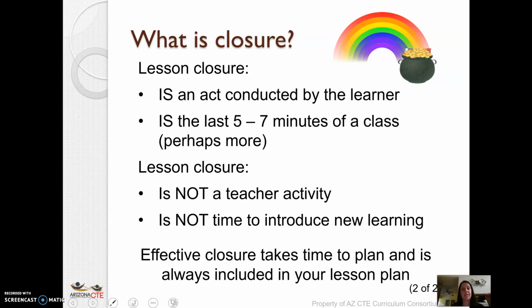It is an act conducted by the learner. So the learner is doing the closure. It should last 5 to 7 minutes. It could be more, but it should be about that. It is not a teacher activity, and it is not a place to introduce new learning. And so you really need to make sure that you take some time to plan closure for each lesson.